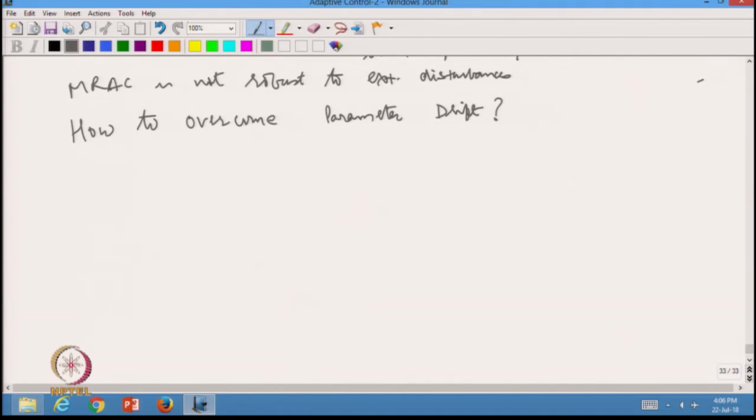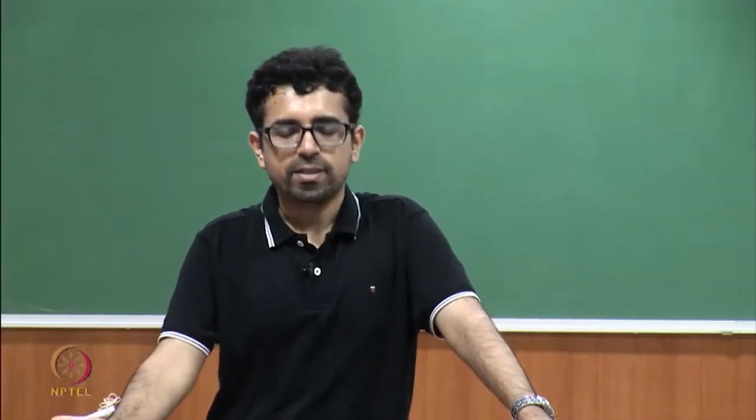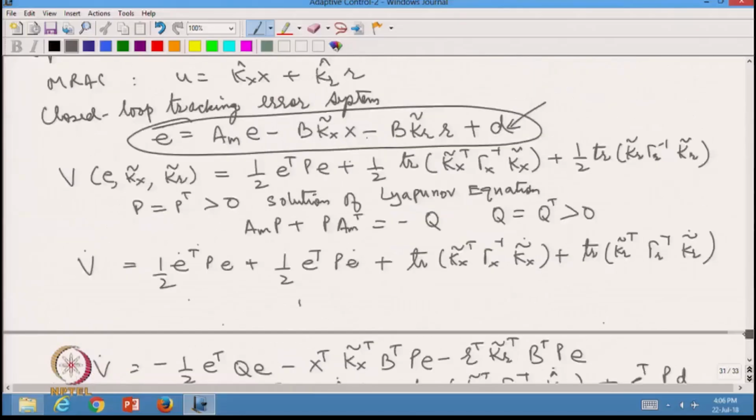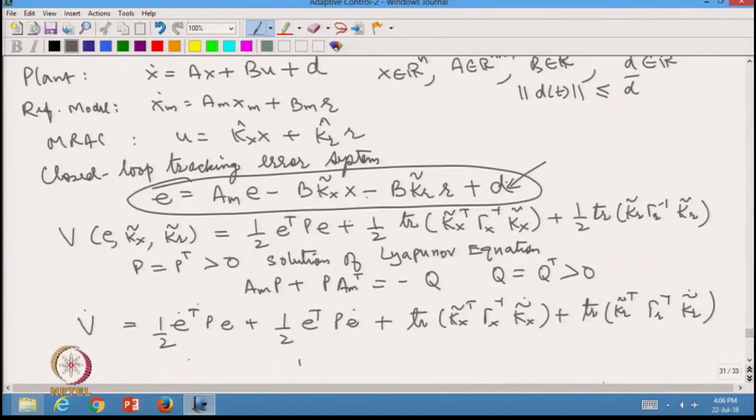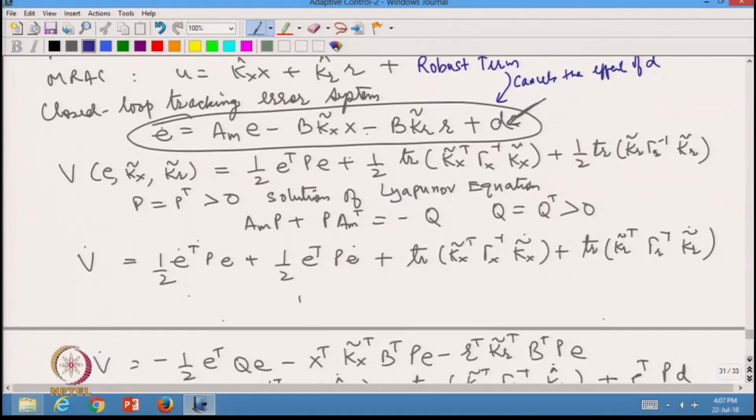So one way that we can overcome this parameter drift is if somehow we could cancel the effect of this disturbance term from the closed loop error dynamics. If we go back to our closed loop error system, we have this term d in e dot. If we can add an additional term here in the controller, which we call a robust term, and that cancels the effect of this disturbance, then maybe we can handle such scenarios.